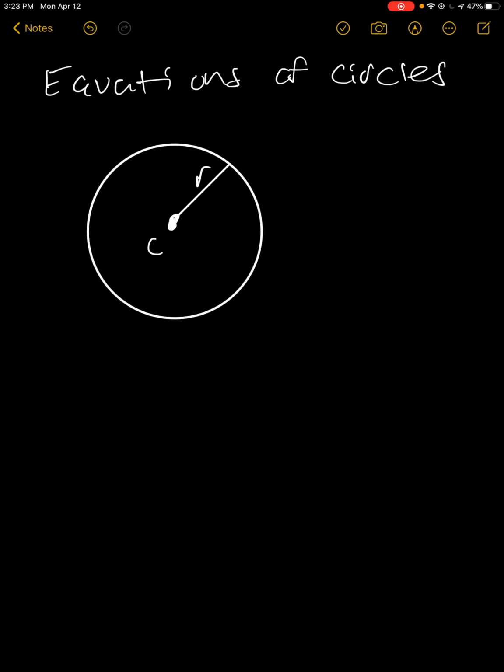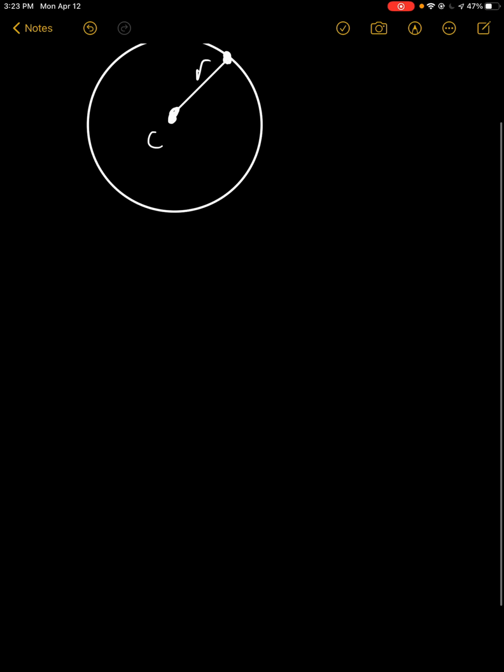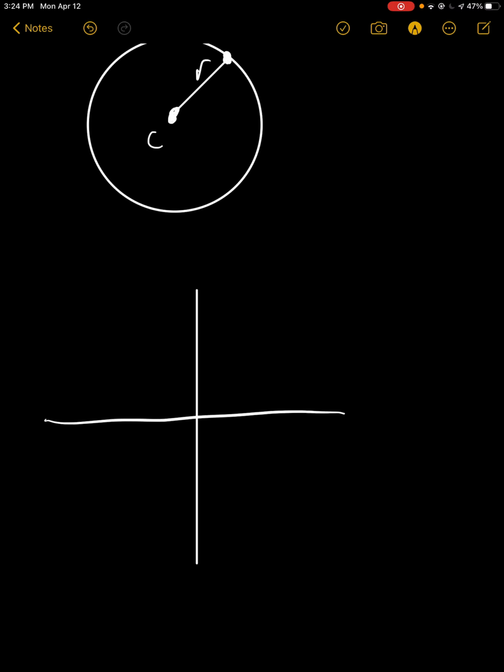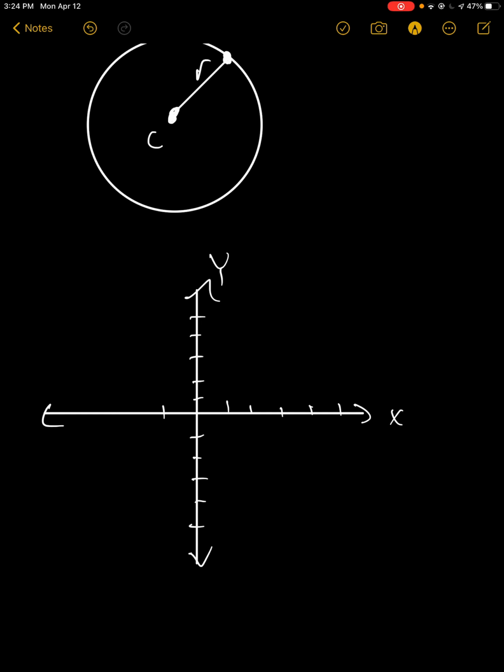This isn't anything new. But now, we can't find an equation with this. We don't have enough information. So in order to find an equation of a circle, we need to put this on a coordinate plane, or put it on a grid. So we have our x-axis and y-axis drawn in. Here's the x, here's the y. We have the center of the circle at the origin.